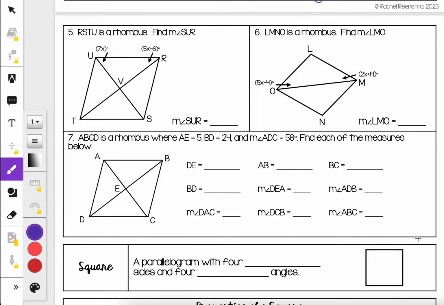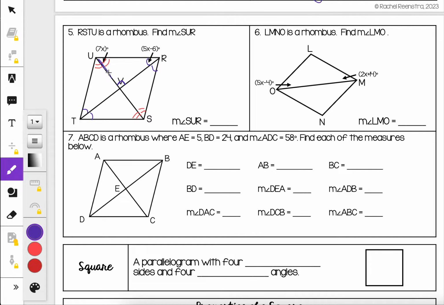More properties of rhombuses. Here we have this rhombus RSTU. We want to find the measure of angle SUR. So here I'm looking at these two angles, and they're not one of the pairs of angles that are going to be congruent to each other. But because I know that my diagonals are perpendicular, I do have that right angle that I can work with.